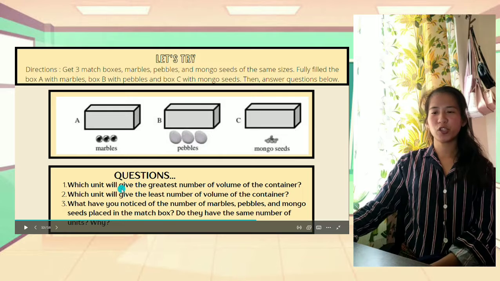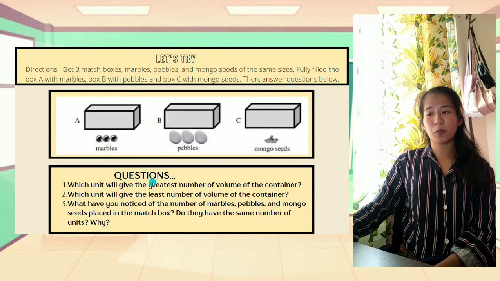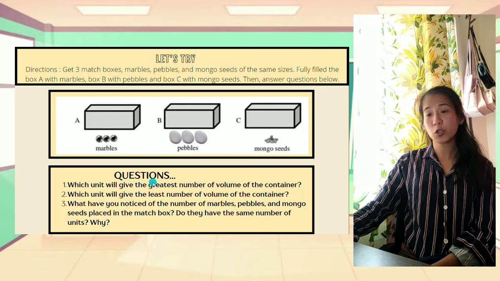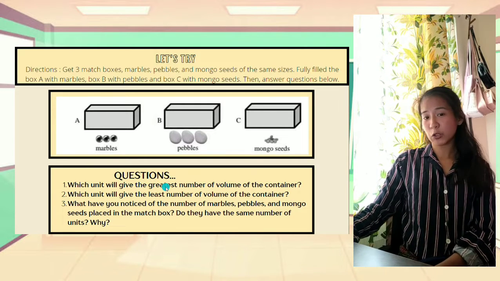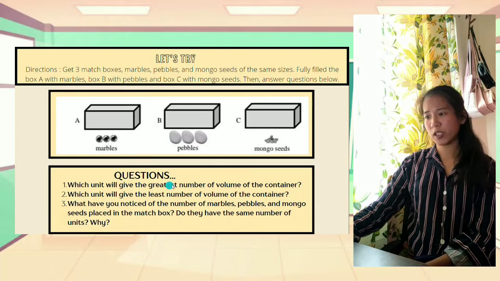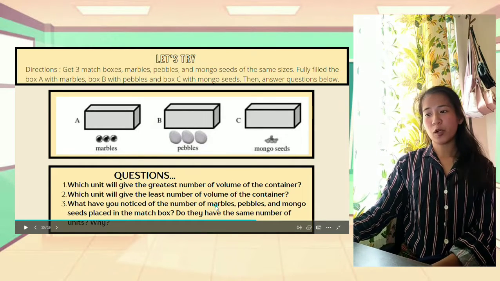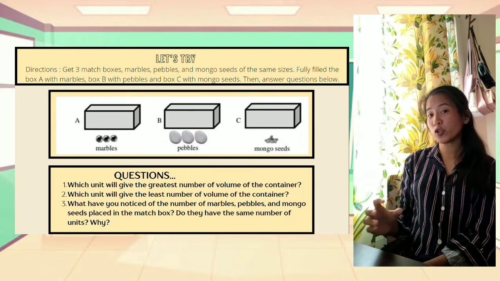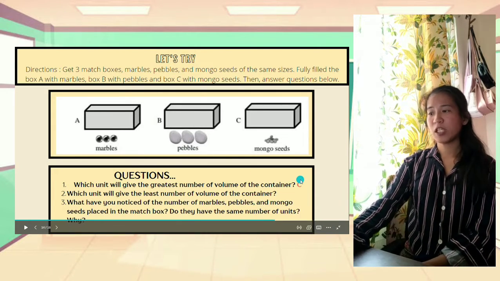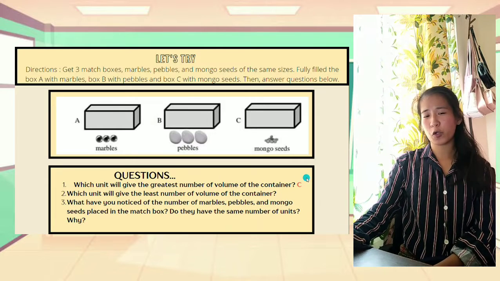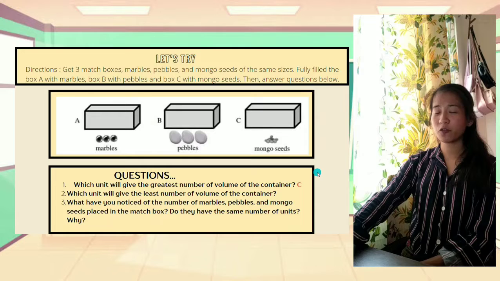Let's answer number 1. Which unit will give the greatest number of volume of the container? Which items or units will give the greatest number needed to fill the container? The answer would be C, the mango seeds. Of course, mango seeds, class, because the size of the mango seed is very small.